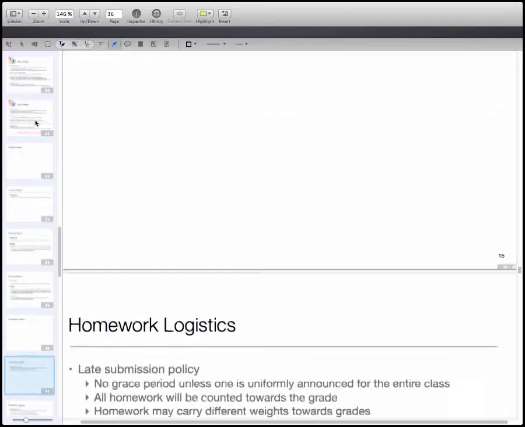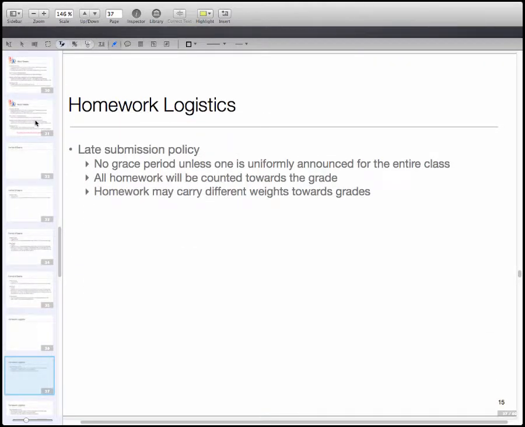Homework logistics. Late submission policy, no grace period. So if you miss the deadline, zero score. Unless I decide to change the deadline uniformly for the entire class, which on occasion I may have to do, although I don't expect really this time around.